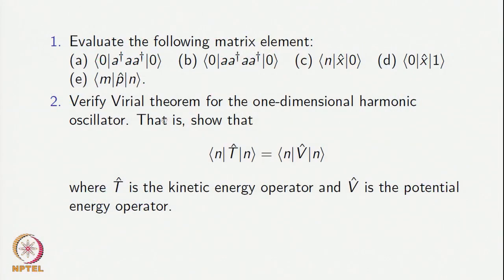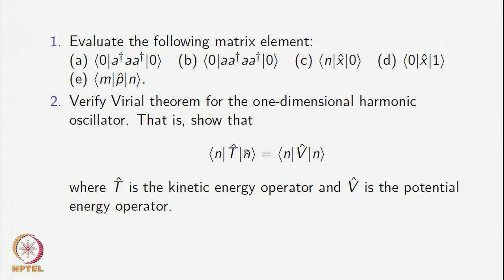So, with this I think we can go to the next problem, wherein we have to verify virial theorem for one dimensional harmonic oscillator. So, here you have to show that when T is the kinetic energy operator and V is the potential energy operator, the matrix element of T between the eigenstates n and n, and the same matrix element with the potential energy sandwiched between the eigenstates, should give you the same result. This is nothing but the virial theorem.